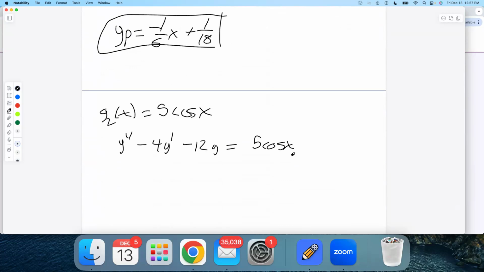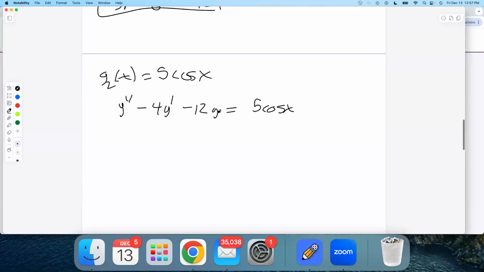So I set the left-hand side equal to that, and I assume something whose first and second derivatives are going to just spit out a cosine. And you might think, oh, I'll just try this: some a cosine of x. Okay, a couple of things I want to point out here.